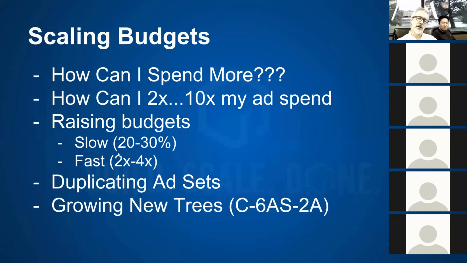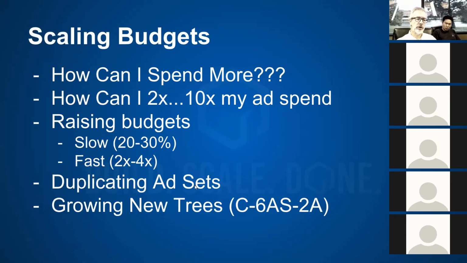So basically, let's go back. If you do want to raise budgets, if you have a really big fat hit winner, it's going to work fine to raise the budget fast. If you have a mediocre winner, you might get lucky being able to raise the budget slowly, or you might kill it by raising the budget slowly. Okay, duplicating the ad set.